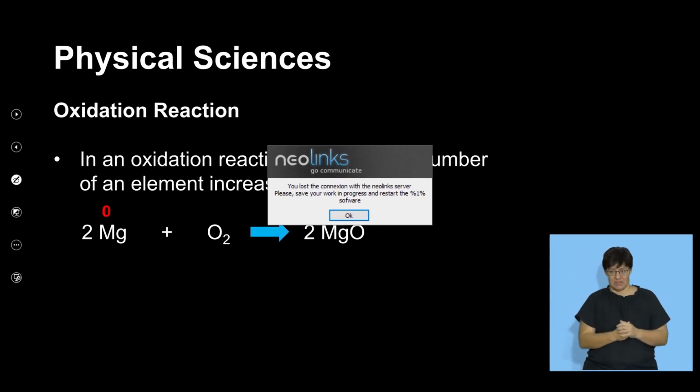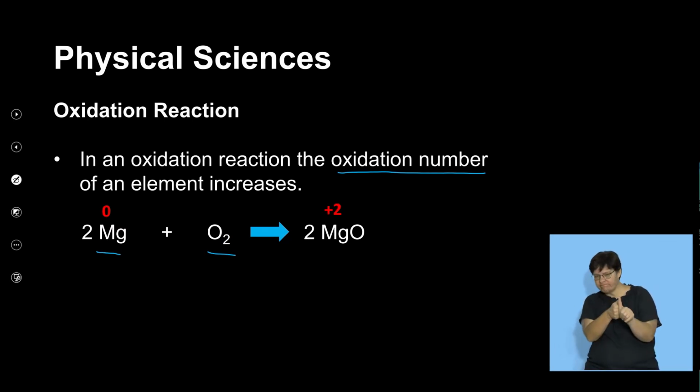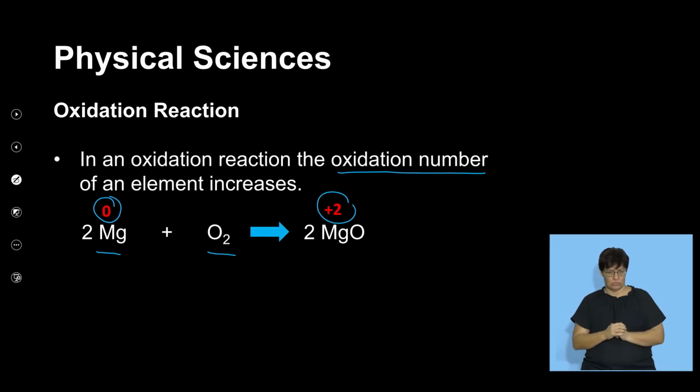So exactly what is an oxidation reaction? In an oxidation reaction, the oxidation number of an element increases. We know the rules by now for assigning oxidation numbers. A pure substance, an element in its natural state, has an oxidation number of 0. So does a molecule, for example, oxygen. If we keep track of what happens to magnesium in this reaction between magnesium and oxygen, the oxidation number of magnesium changes from 0 to +2. So an increase in oxidation number indicates that the reaction is oxidation.